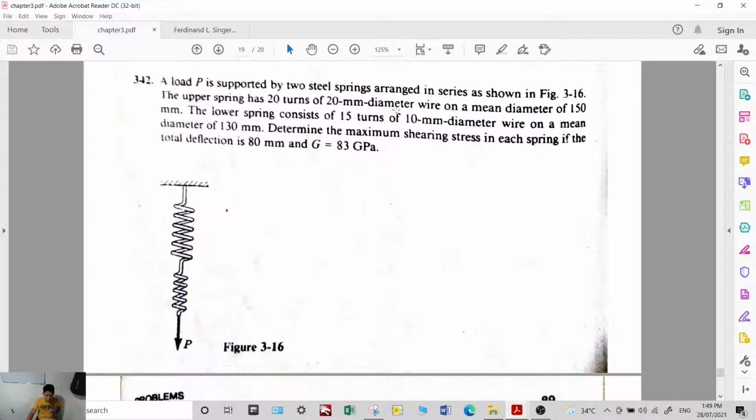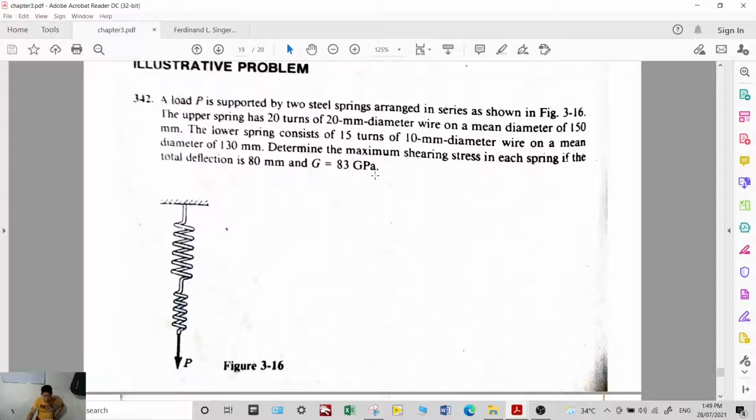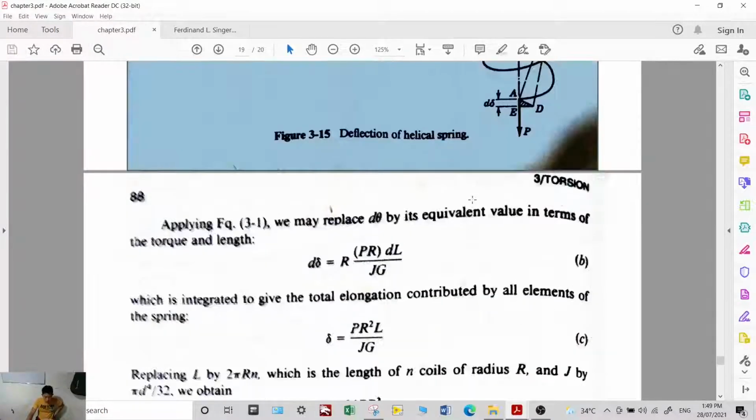If it is a 20 mm diameter wire, that is the diameter of the wire, while the mean diameter is the diameter of the coil. The lower spring consists of 15 turns of 10 mm diameter wire on a mean diameter of 130 mm. Determine the maximum shearing stress in a spring if the total deflection is 80 mm and the modulus of rigidity is 83 gigapascals. So we're asked to find the torsional shearing stress. Again, use the equation for torsional shearing stress.